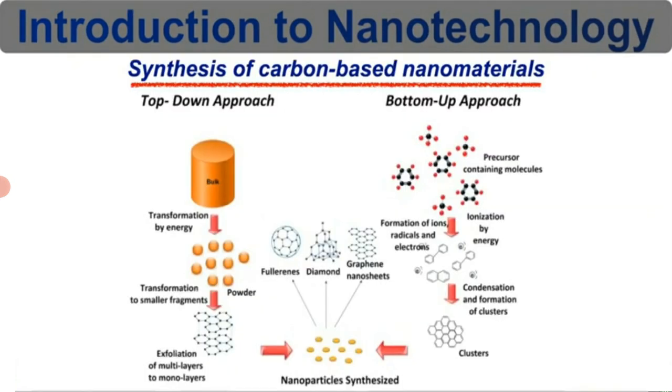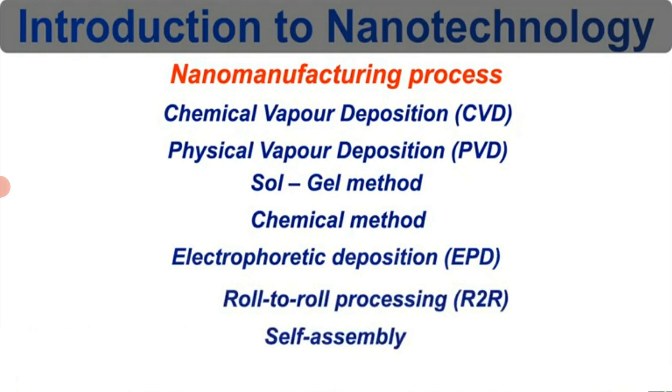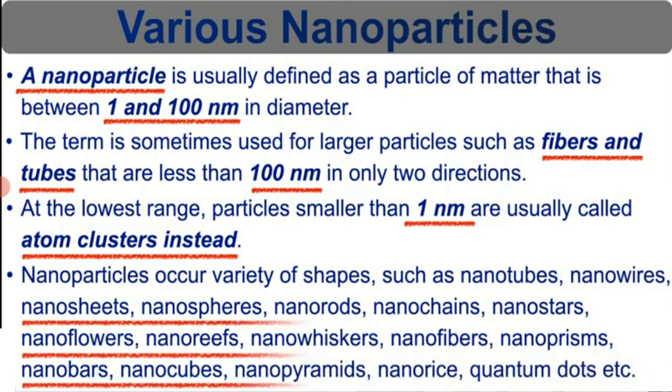Synthesis of carbon-based nanomaterials. Nanomanufacturing has many different processes: chemical vapor deposition, physical vapor deposition, sol-gel method, chemical method, electrophoretic deposition, roll-to-roll processing and self-assembly. Let's see various nanoparticles.